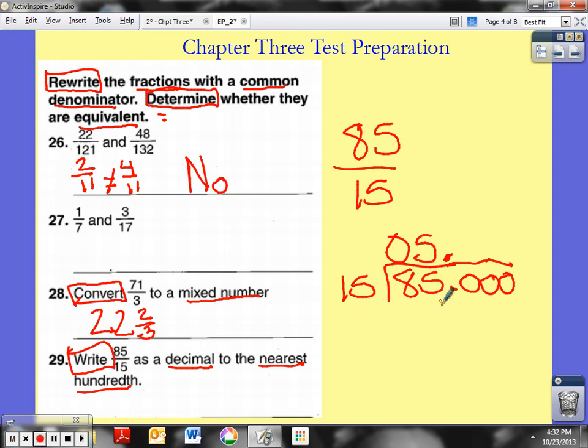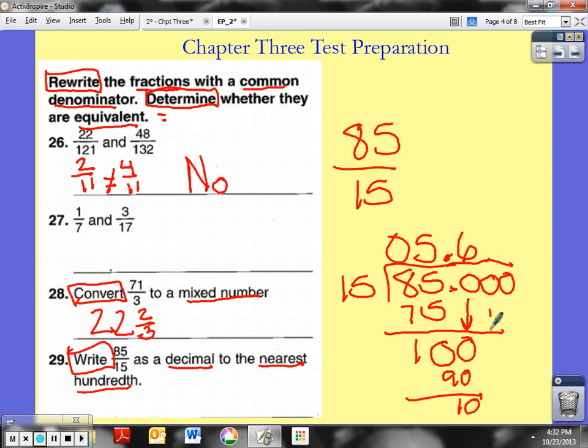5 times 5 is 25. 5 times 1 is 5, plus 2 gives me 75. This is 0. This is 1. Bring down a digit. 15 goes into 100. I would say 6 because that gives me 90, I believe. So there's 90. Oh, look at this. I might have another 10. Bring down a 0. Looks like I have another 100. So I see that this becomes a repeating decimal.